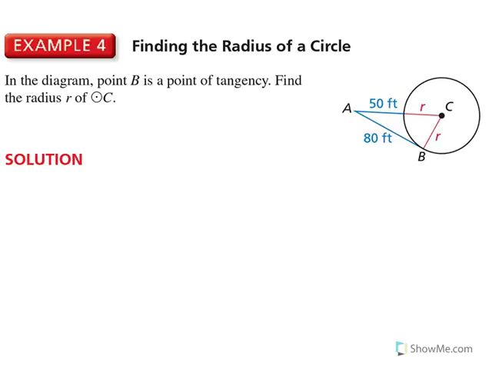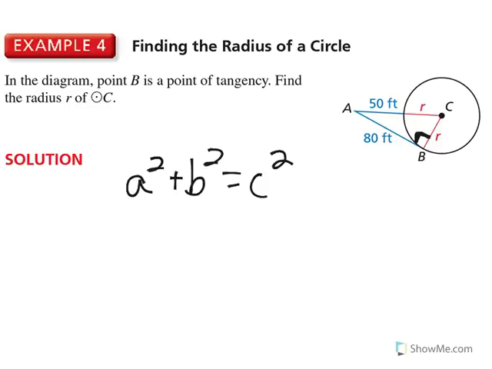So in this next one, they tell us point B is the point of tangency. That means we already know this is a right angle. Okay, they gave that to us, and it wants us to find the radius. So once again, we're going to use the Pythagorean theorem, because we have a right triangle, and that's how we find sides in a right triangle.